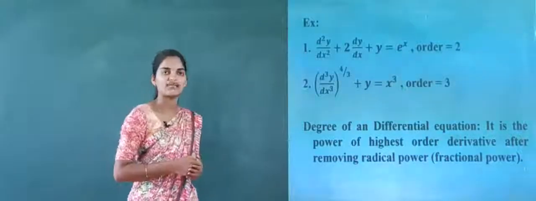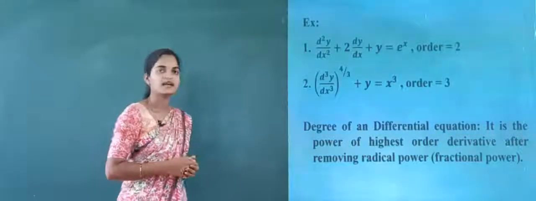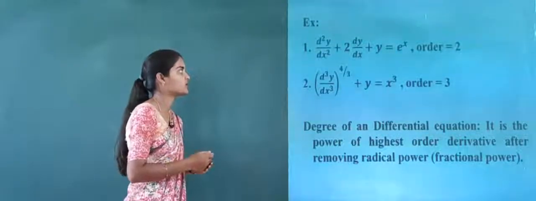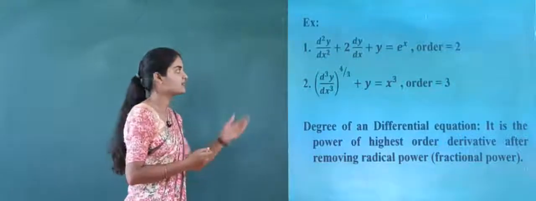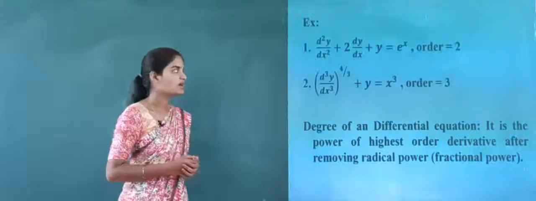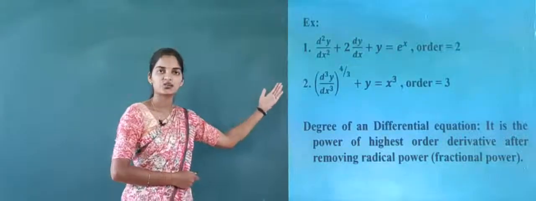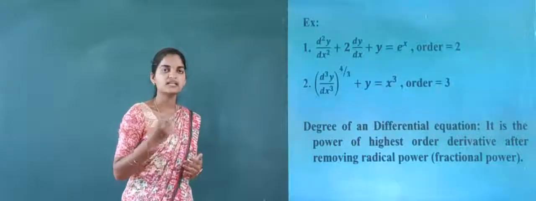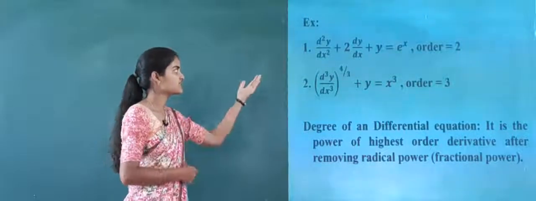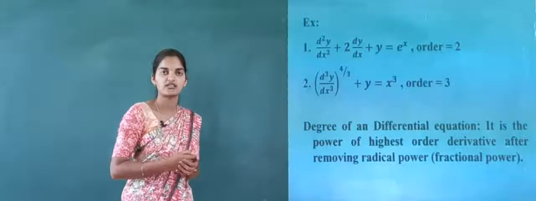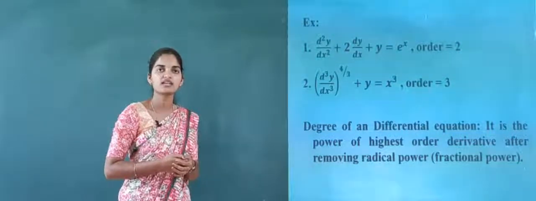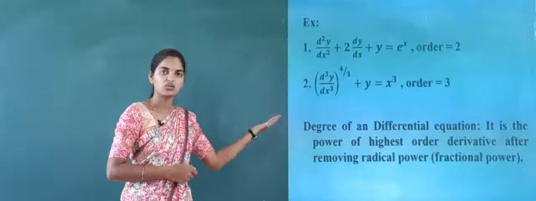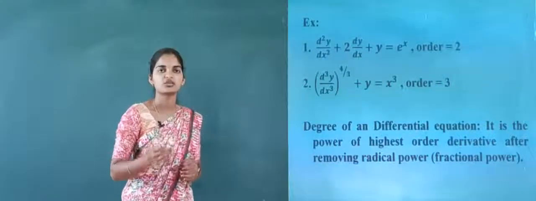Let us take an example. The first example I have taken here: d square y divided by dx square plus 2 dy by dx plus y is equal to e raised to x. Clearly I have written order is equal to 2. Why? Because d square y by dx square is the highest order derivative. Even though we have dy by dx, it is a first order derivative, and d square y by dx square is a second order derivative. So the highest order derivative is obviously d square y by dx square, and the order is 2.